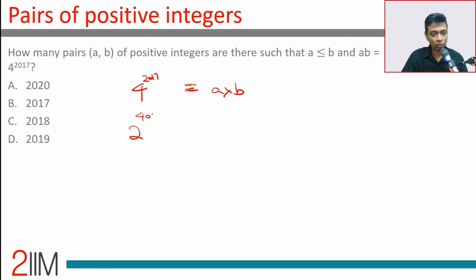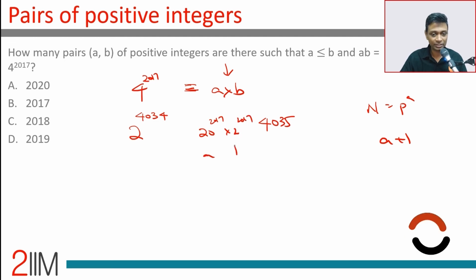This is 2 power 4034. Number of factors is 4035. N equal to p power a, number of factors is a plus 1. Number of factors by 2 will give us the number of ways of writing like this, a is less than or equal to b. So one of those ways of writing is going to be 2 power 2017 into 2 power 2017, where both are equal. This is a, this is b. a is equal to b.